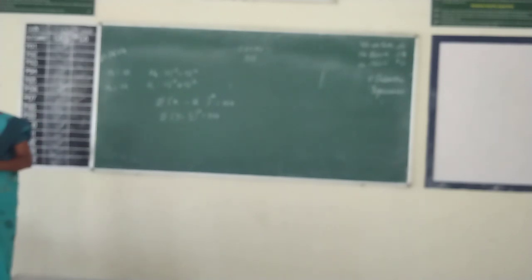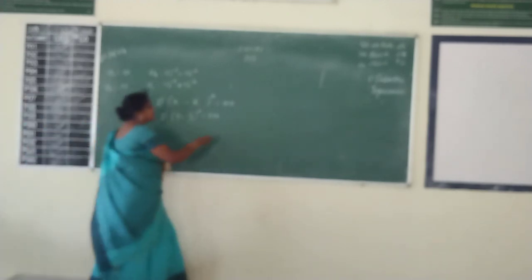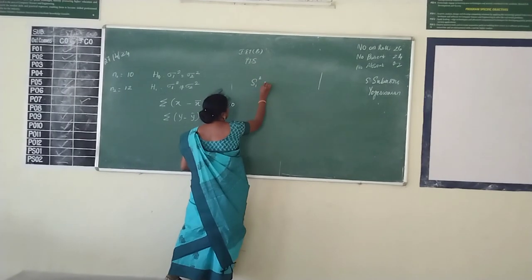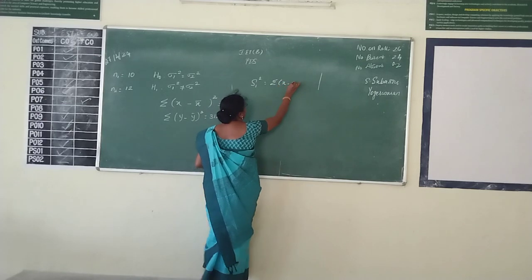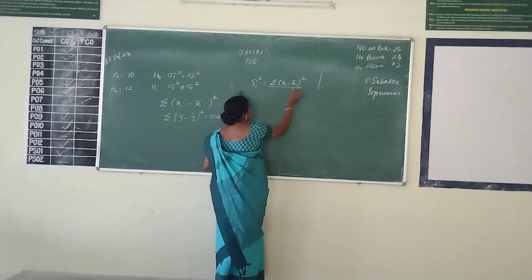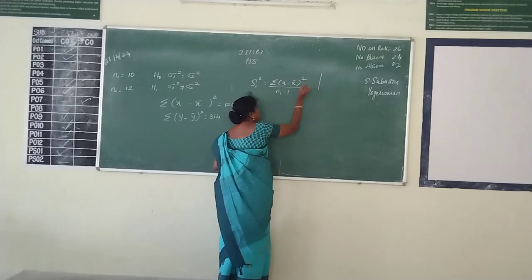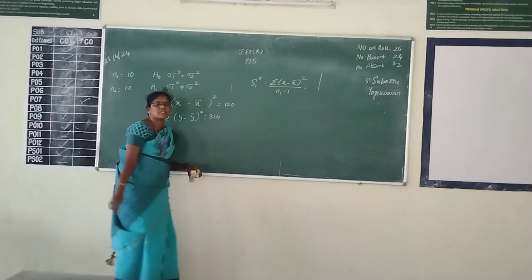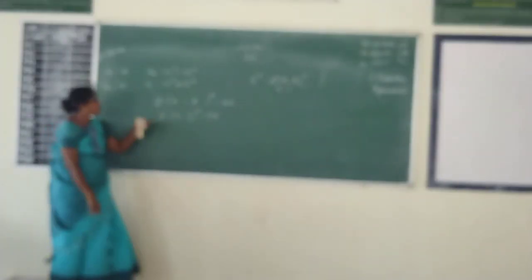Now what is the next step? We have to write the statistic. But to write the statistic, we should know what s1 square and s2 square are. So start calculating that. Capital S1 square is equal to summation of x minus x bar the whole square divided by n1 minus 1. That is the formula in terms of this table. So it is 120 divided by 9.